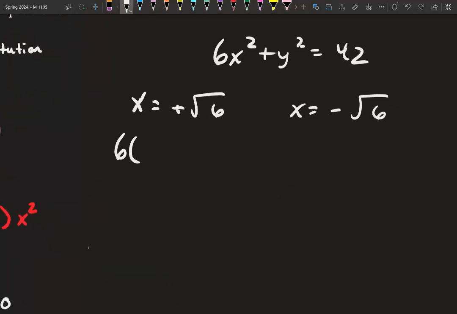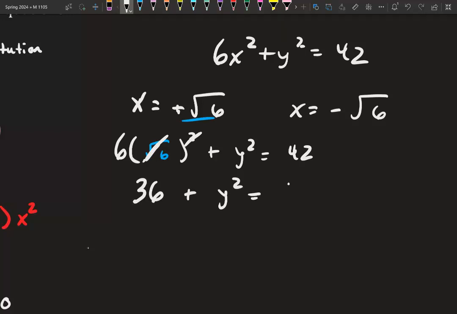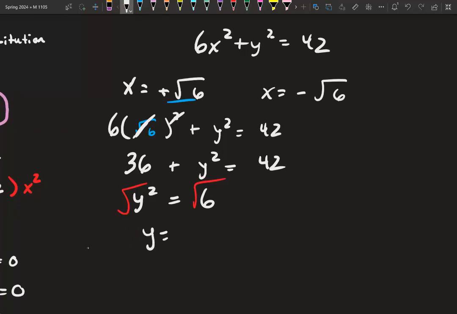So we have 6 times the square root of 6, and we're squaring that, plus y squared equals 42. The square gets rid of itself, so we have 6 times 6, that's 36, plus y squared equals 42. Subtract 36, we have y squared equals 6, we square root, and we get y equals positive negative square root of 6.